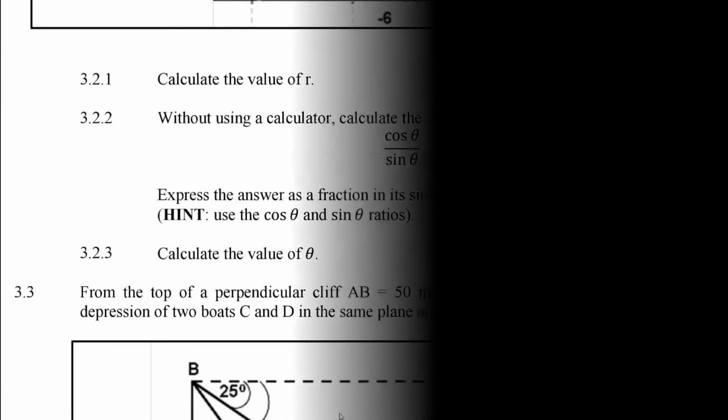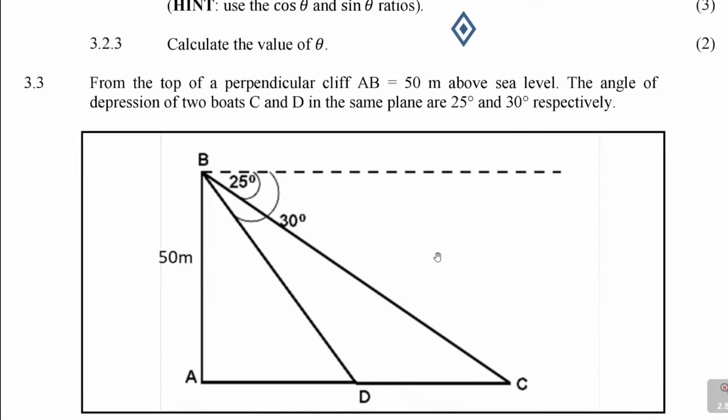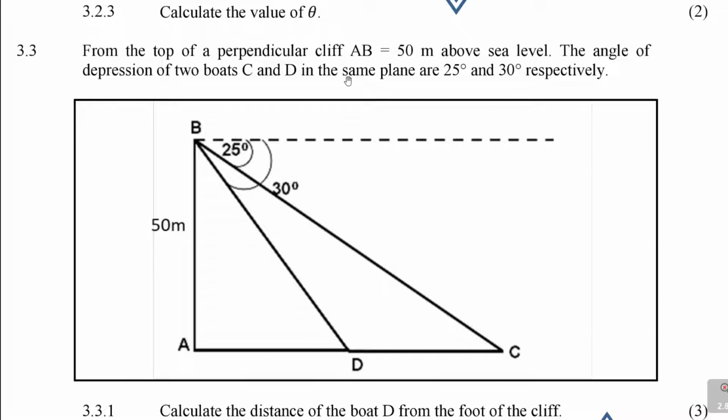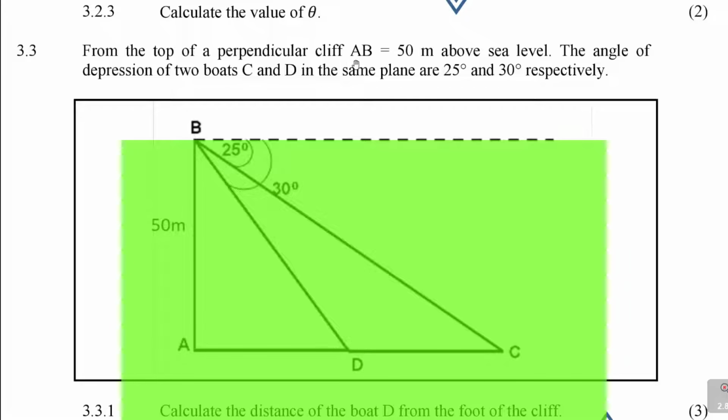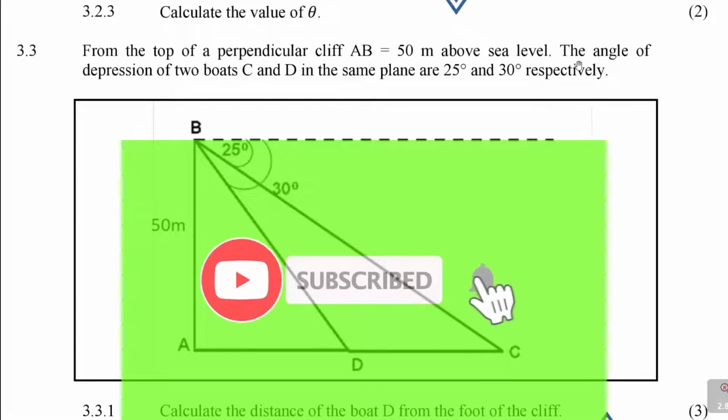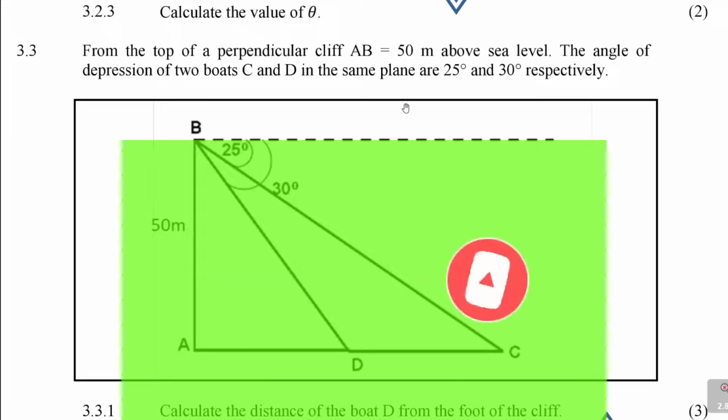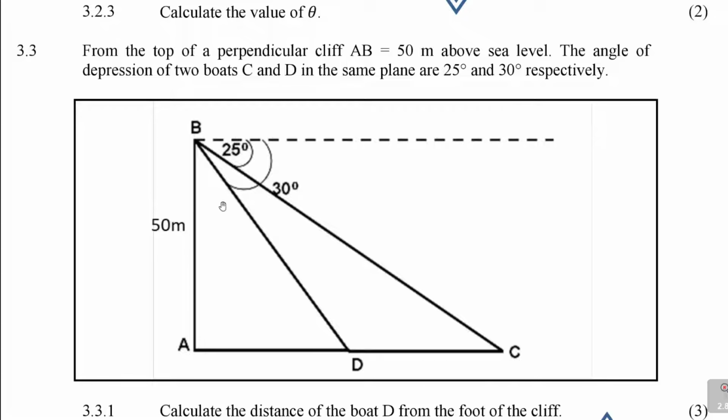Moving on, let's just clear some space. Something new is coming in. It says 3.3: from the top of a perpendicular cliff AB. So there is a cliff, you see, AB, which is 50 meters above sea level. The angles of depression of two points C and D in the same plane are 25 and 30 degrees respectively.